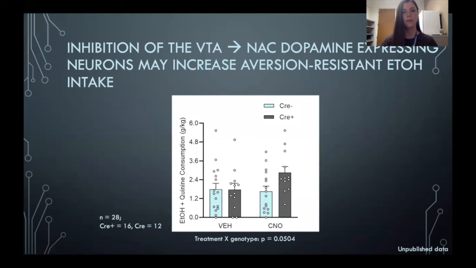Next, when we inhibited the VTA to nucleus accumbens core dopamine transporter-expressing neurons, we found that this may increase aversion-resistant ethanol intake. As you can see in the gray bar for the CNO Cre-positive animals, only when they were given the CNO injection did they increase their consumption of ethanol and quinine solution. And this also almost met the threshold of significance with a p value of 0.0504. And histology is still pending.